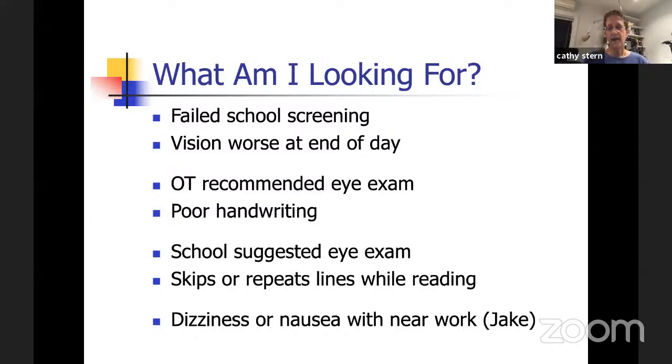And it may happen because a child skips or repeats lines when reading. I think that's probably the number one thing that we hear when families call or come in. Now, here's another one. There's a young boy named Jake, and we will get back to Jake as I go along, but he was complaining of being dizzy or being nauseous when he was doing a lot of near work, and I'll show him in a little bit.